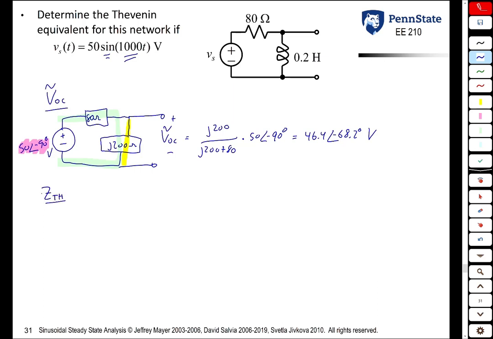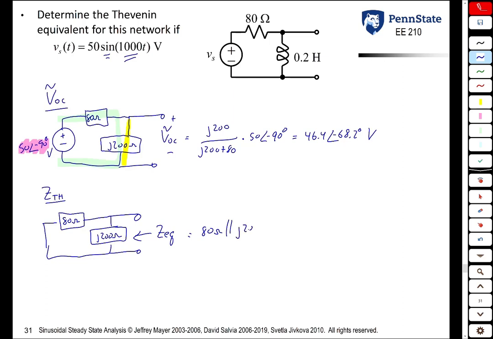Then instead of finding R Thevenin, we find Z Thevenin. How do you find Z Thevenin? The same way you would find R Thevenin. You set the voltage source equal to 0. We have our two impedances here, and we're finding the equivalent impedance looking into these terminals. And it's just going to be 80 ohms in parallel with j200 ohms. And what's that? It's the product over the sum.